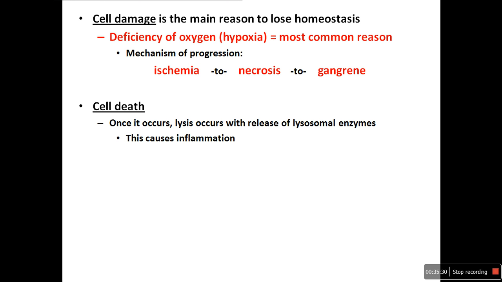For example, we've got an example here: deficiency of oxygen, which is called hypoxia. Hypo means decrease, oxia means oxygen. So deficiency of oxygen, hypoxia, is the most common reason.